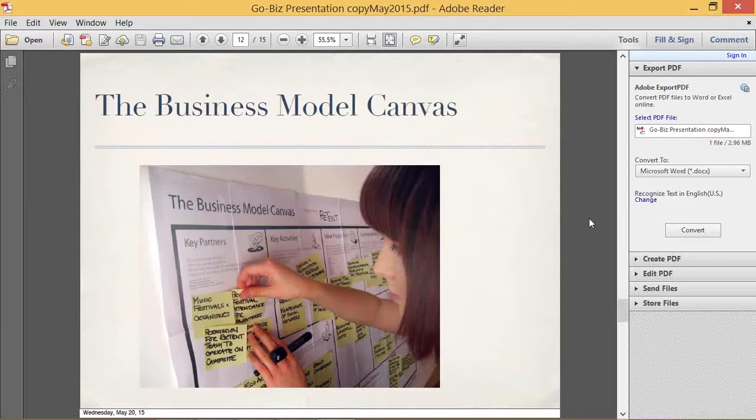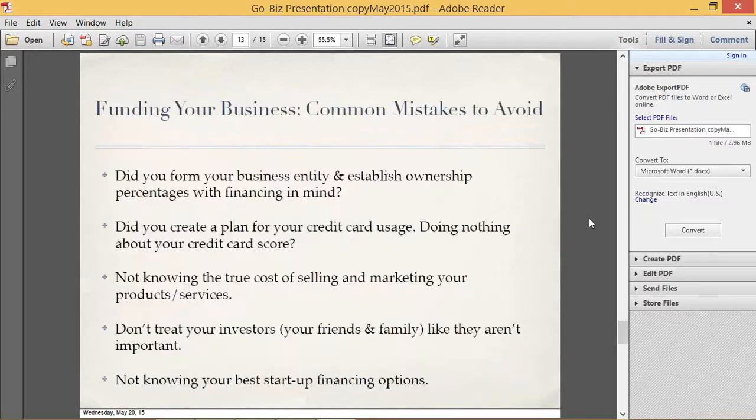And as Kurt said, one of the easy ways to do a quick brainstorming is to take sticky notes, and then begin to put together your thoughts on key partners, key activities, pricing models, revenue streams, as Kurt went over. So another aspect of starting a business is funding your business, and we thought we would discuss some of the common mistakes, the things that you want to make sure that you avoid in setting up your business.